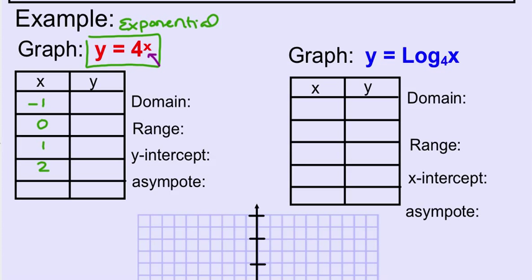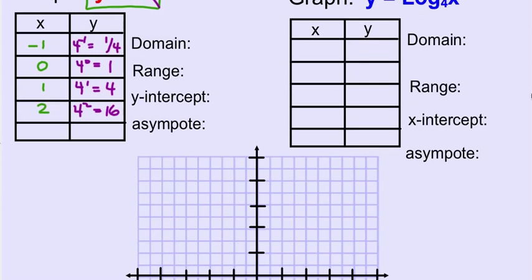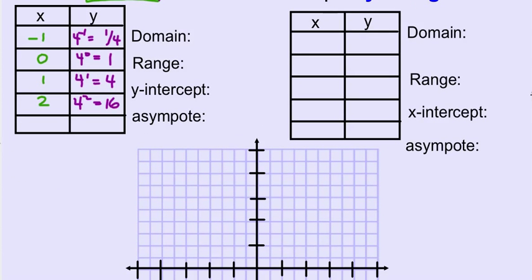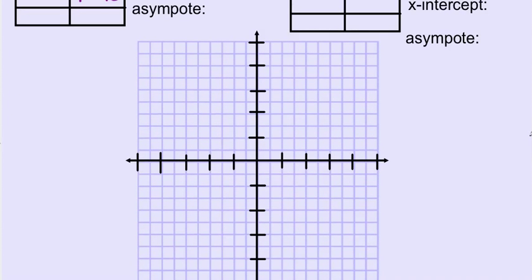So I say 4 to the -1 power is 1/4. 4 to the 0 power, anything raised to the 0 power is 1. 4 to the 1 power is 4. 4 to the 2 power is 16. So if we graph this on our coordinate plane below, I'll just graph these ordered pairs right here. 1, 2, 3, 4.